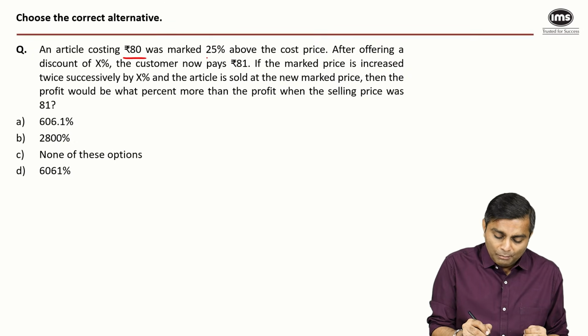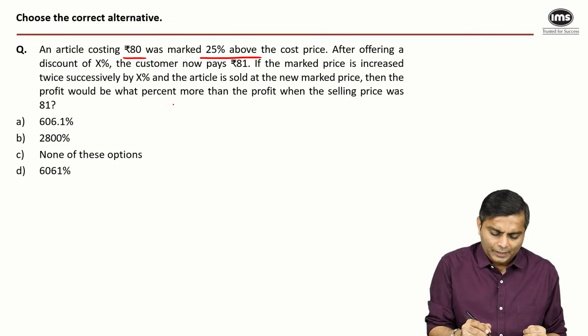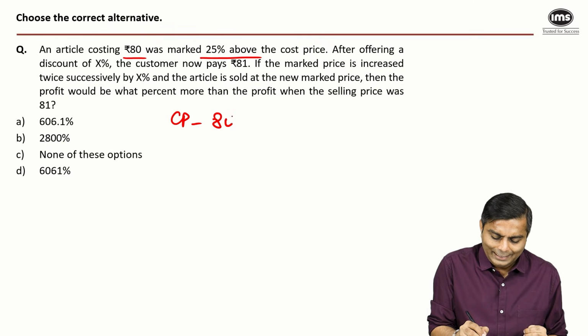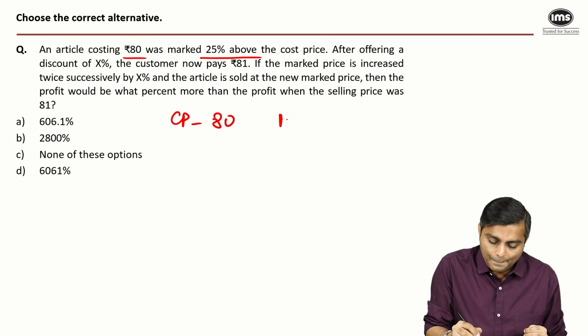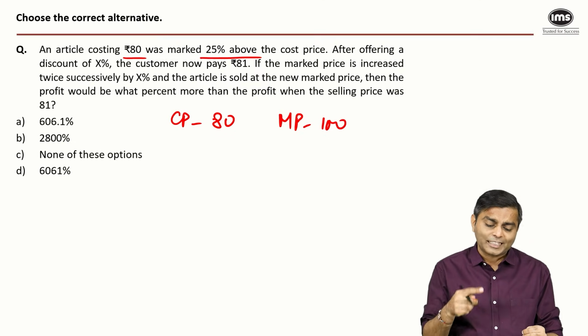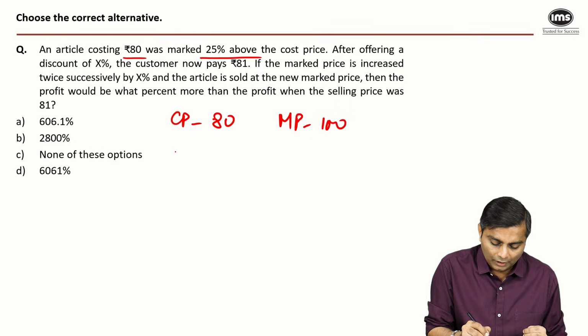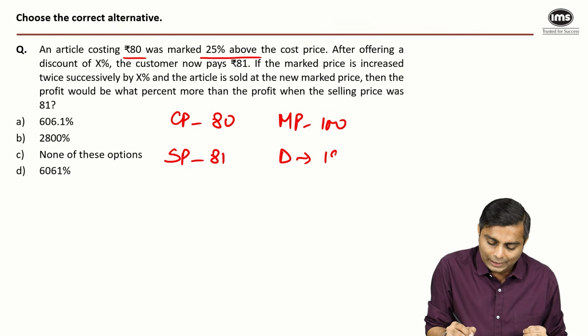Article costing 80, marked 25% above the cost price. So CP is 80, 25%, 1/4 of 80, 20 above that. So MP is 100. After offering a discount of X%, customer now pays 81. So SP is 81. Therefore, discount is clearly 19%.